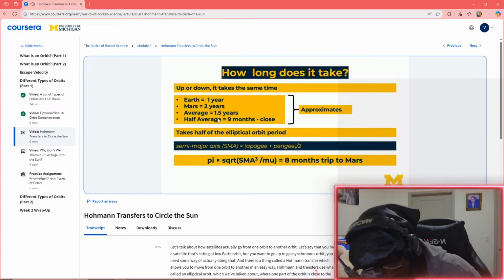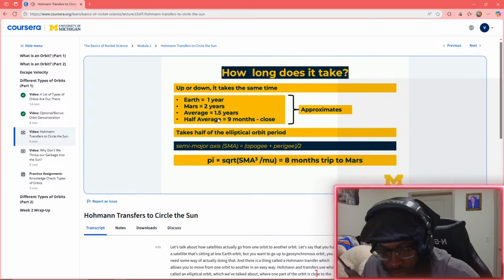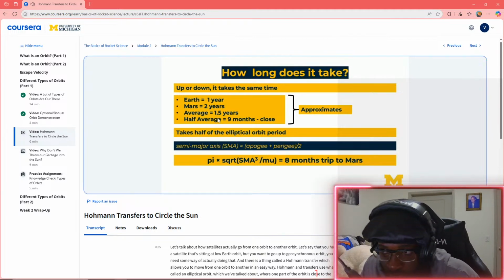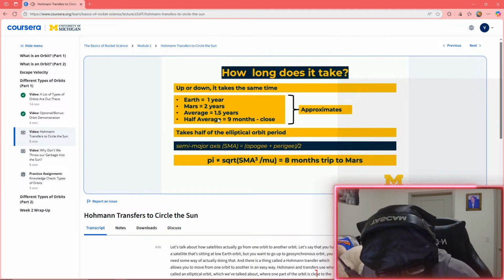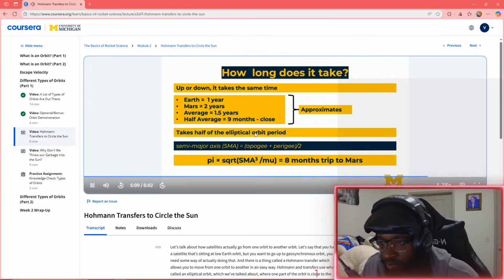But in reality, you can calculate it using the real equations, which use the semi-major axis, or SMA. And the semi-major axis is the apogee plus the perigee divided by 2. So the apogee in this case is the Sun-Mars distance. The perigee is the Sun-Earth distance. You divide that by 2 and you get the semi-major axis. And then you use this formula, pi times the square root of the semi-major axis cubed divided by the mu of the sun. And that tells you that it's about an 8-month trip to get to Mars.